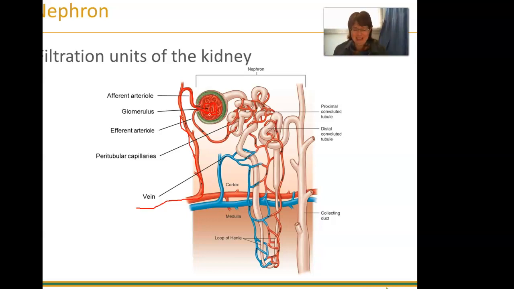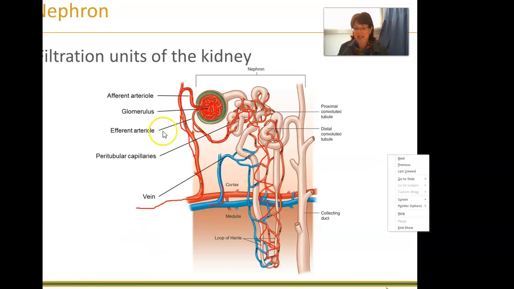And three-dimensionally, it does look like a ball of wool. And then it comes out the efferent with an E, and then it goes all around the tubule. Then it again joins up with the vein and leaves. So let's look at the blood supply.